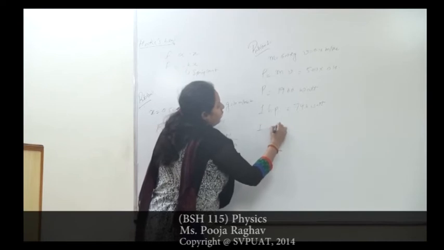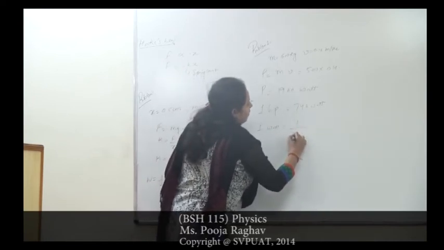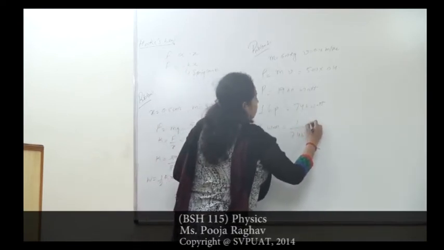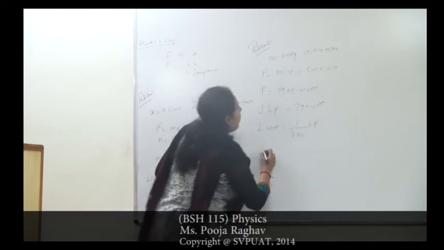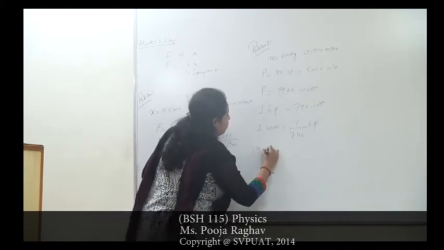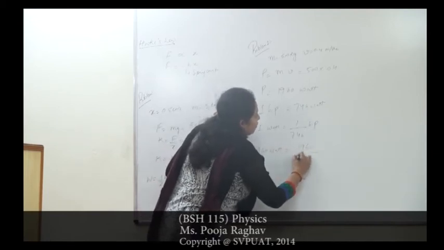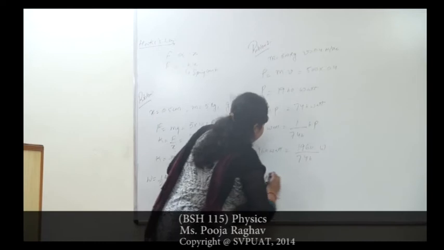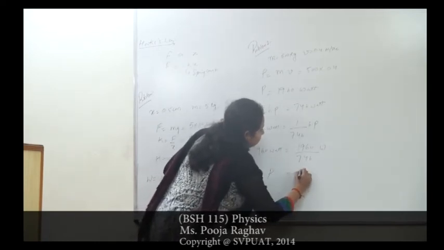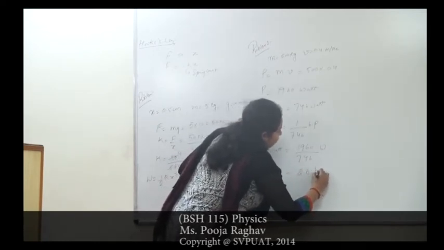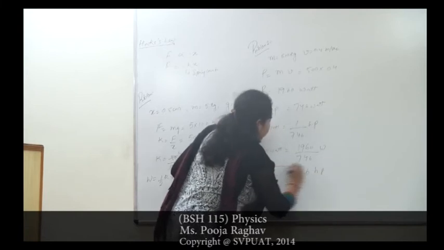1 watt equals 1 upon 746 horsepower. Then 1960 watt is equal to 1960 upon 746 horsepower. The answer will be 2.6 horsepower.